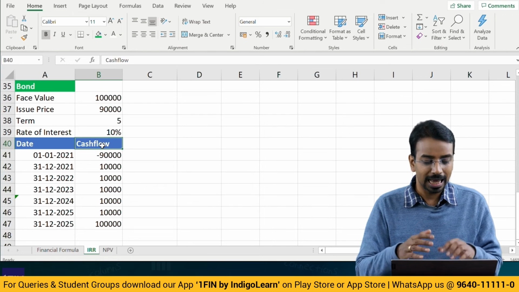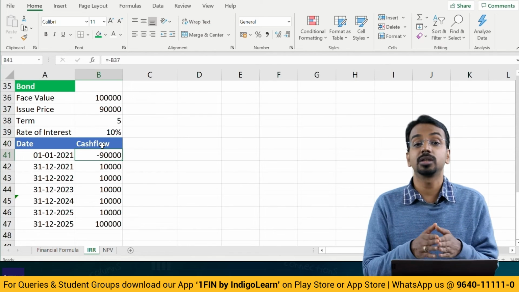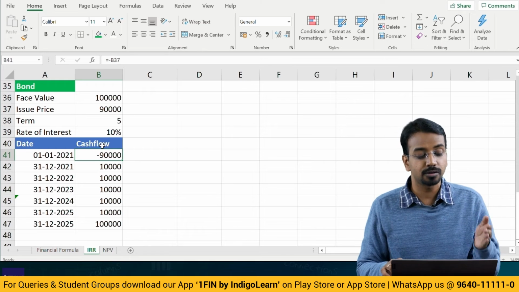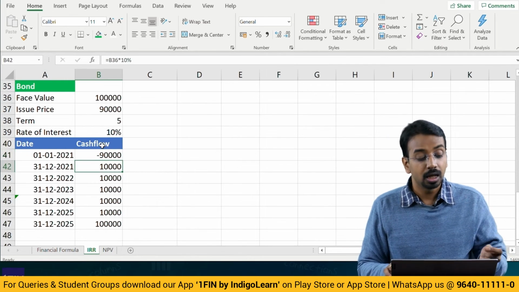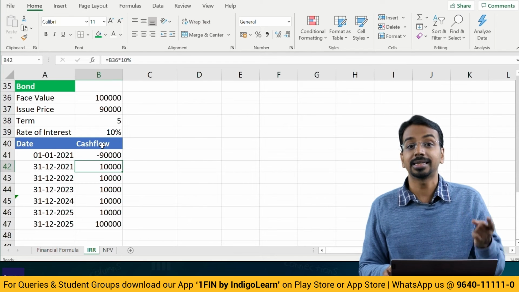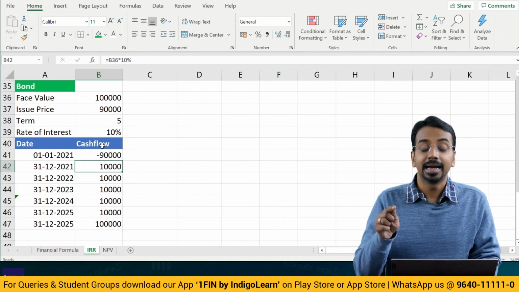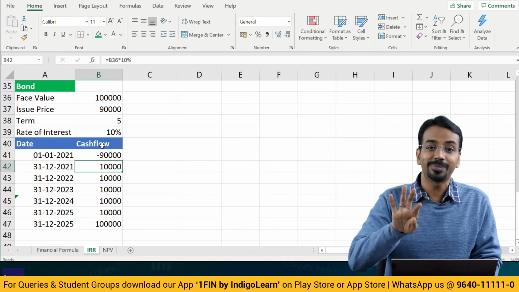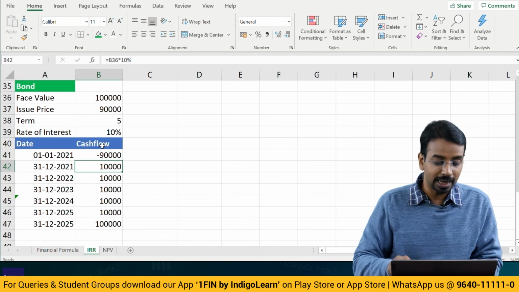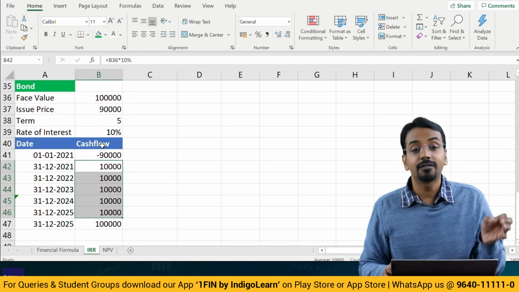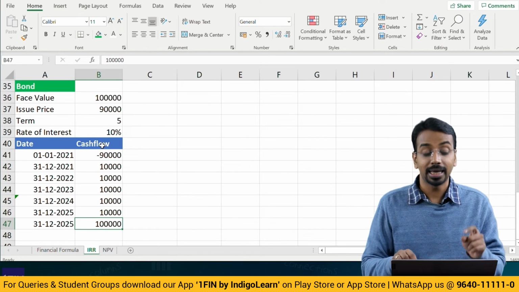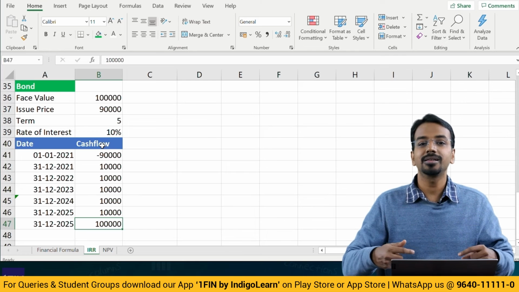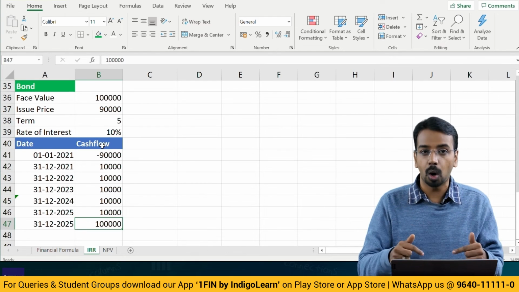Now I have plotted the cash flow. As on the start of the period, that is on 1st of January of 21, you have paid 90,000, that is the outflow. On 31st of December of 21, that is at the end of the first year, you will get 10% of 1 lakh. It is not 10% of 90,000, it is 10% of 1 lakh. So like this you will get 5 sets of interest, and on 31st December of 25 you will get back 1 lakh.